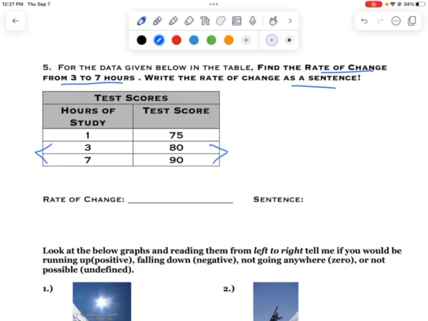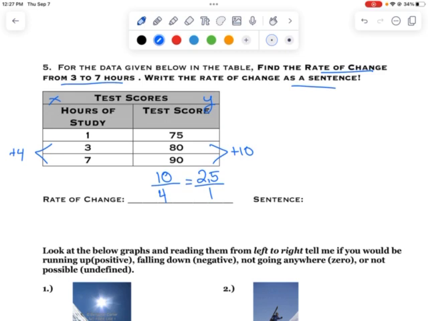All right, so let's start here, hours of study. So 3 to 7 is an increase of 4 hours, and 80 to 90 is an increase of 10 percentage points. So my test score would be dependent on the number of hours I study. So my test score increase would be over my hours of increase. So 10 over 4, which when I divide that, I really get 2.5 over 1.